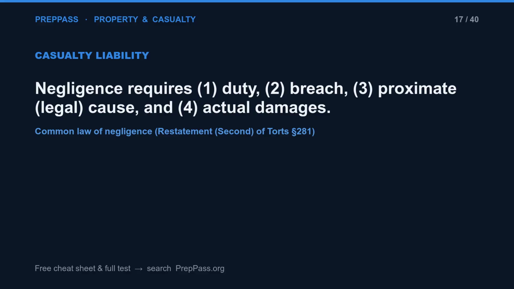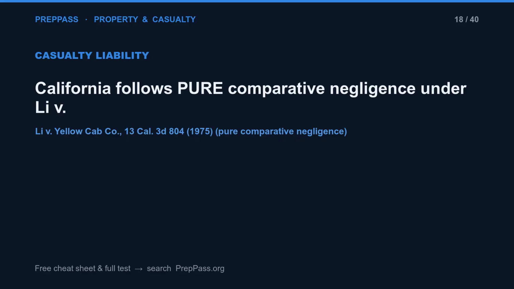Negligence requires 1. Duty, 2. Breach, 3. Proximate, legal, cause, and 4. Actual damages. California follows pure comparative negligence under Li v.